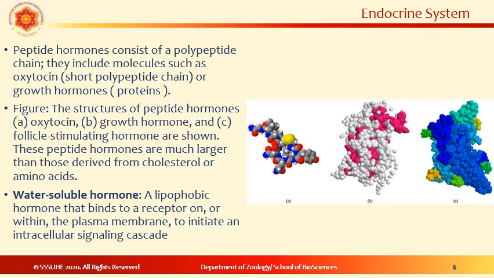Peptide hormones consist of a polypeptide chain. Examples are oxytocin or growth hormone. The picture shows the protein structures of these peptide hormones. These peptide hormones are much larger than those that are derived from cholesterol, the steroids, or the amino acid derivatives.